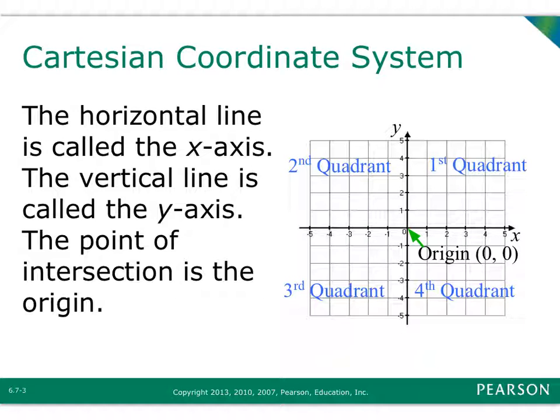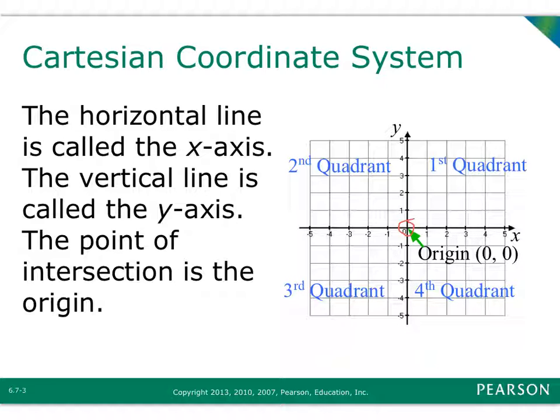So we start off our discussion with the Cartesian coordinate system. The horizontal axis is called the x-axis. The vertical axis, or the vertical line, is called the y-axis. The point of intersection is called the origin.